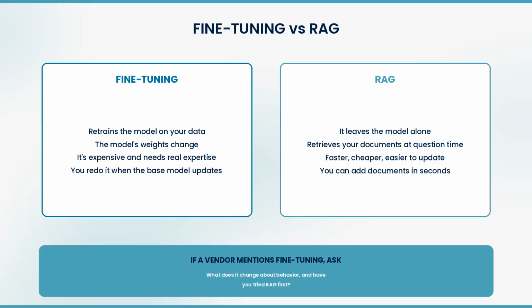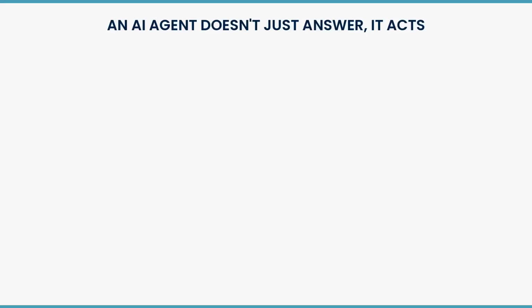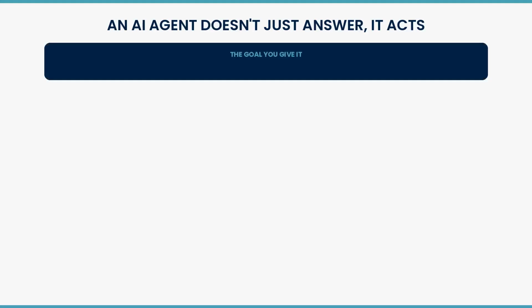If a vendor mentions fine-tuning, you now know what to ask. What does it change about behavior? And have you tried RAG first? Agentic AI, or an AI agent, is an LLM that doesn't just generate text, it takes action. A standard conversation is one turn at a time. You ask, it answers. An agent breaks that loop. Give it a goal, and it works out the steps, executes them in sequence, and reports back.